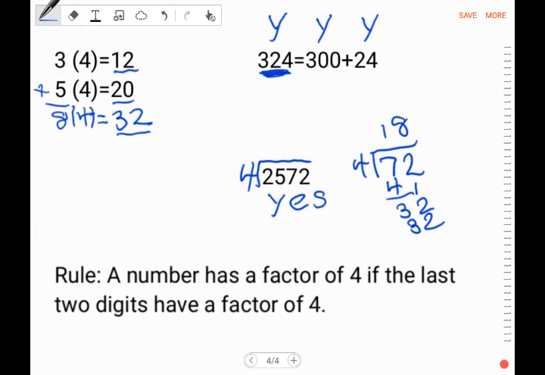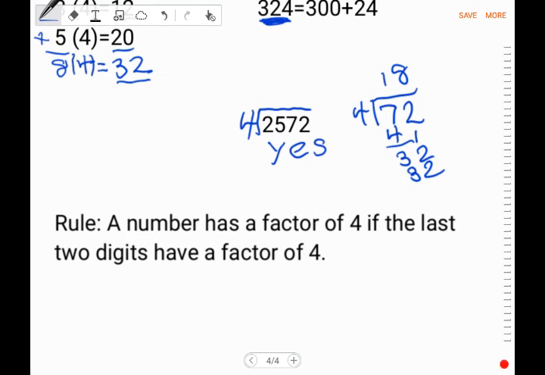So here's our rule. A number has a factor of 4 if the last 2 digits have a factor of 4. Are you guys ready to try this? Let's give you a nice long number. Let's do 3, 6, 7, 7, 4, 3, 8. Okay? So go ahead and figure out if this has a factor of 4. You can pause the recording now and then turn it back on when you have your answer.